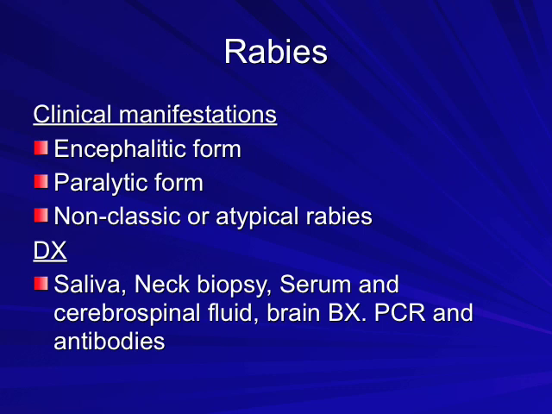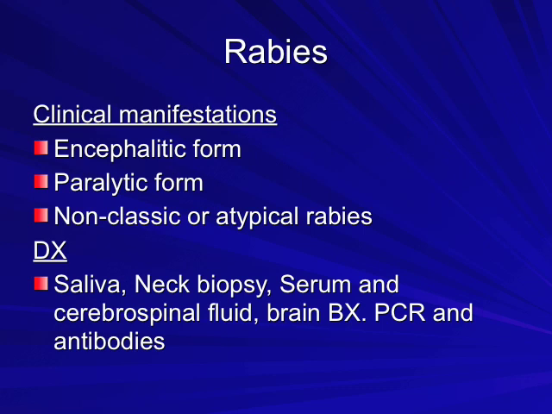So that's important. And as far as the clinical manifestations, there are three main ones. The encephalitic form is characterized by hydrophobia and aerophobia. These are pharyngeal spasms after the patient is offered water, or when the patient tries to breathe, and seizures and all that. The paralytic form is more like quadriparesis, similar to Guillain-Barré. And then non-classical or atypical rabies presents with neuropathies and things like that.